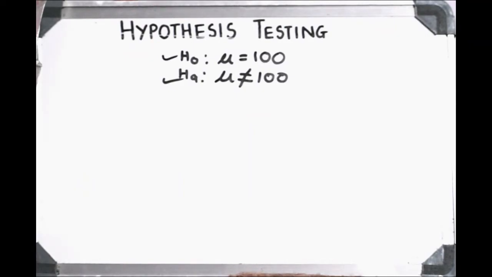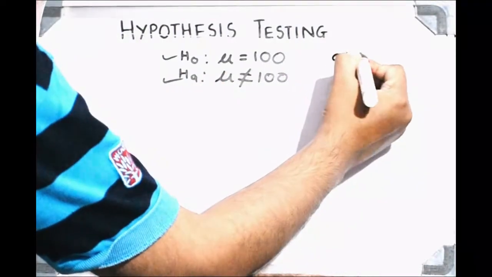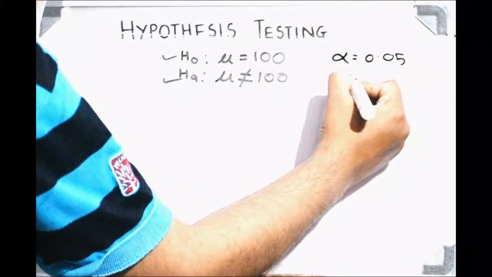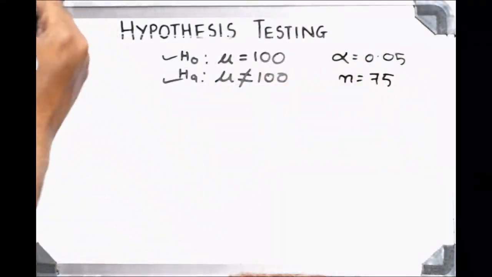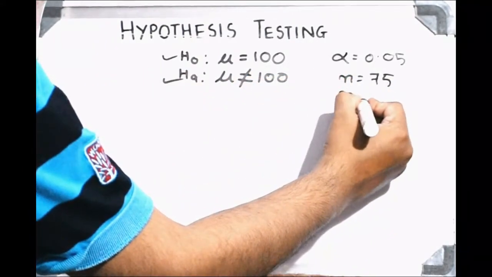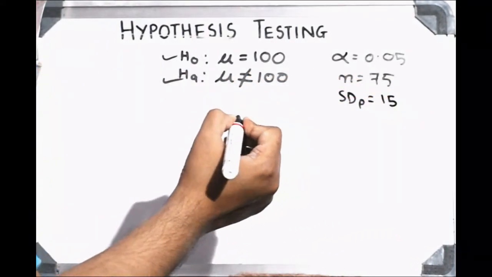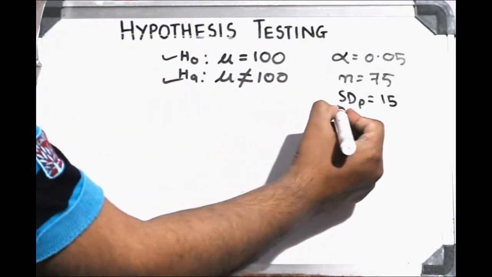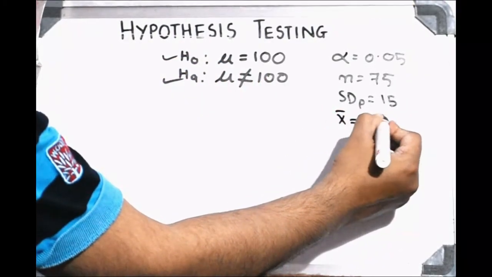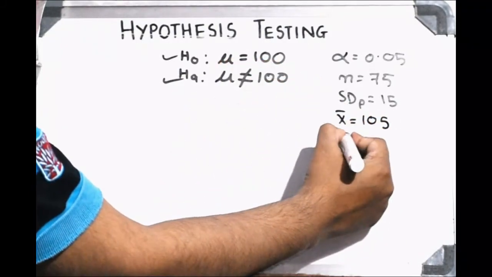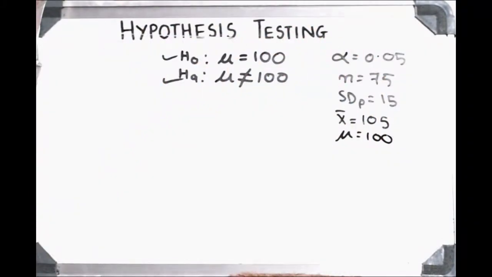Now the second part is that we need to specify the level of significance. In the problem, the level of significance is not provided, so we take the most commonly used level of significance, 0.05. The sample size is 75. The standard deviation of the population is 15. The sample mean is given as 105 and the population mean is 100. These are the values that we have in the question.